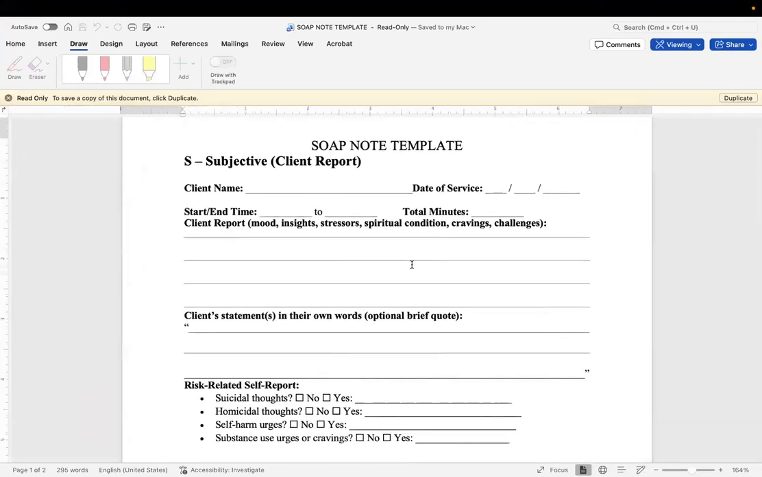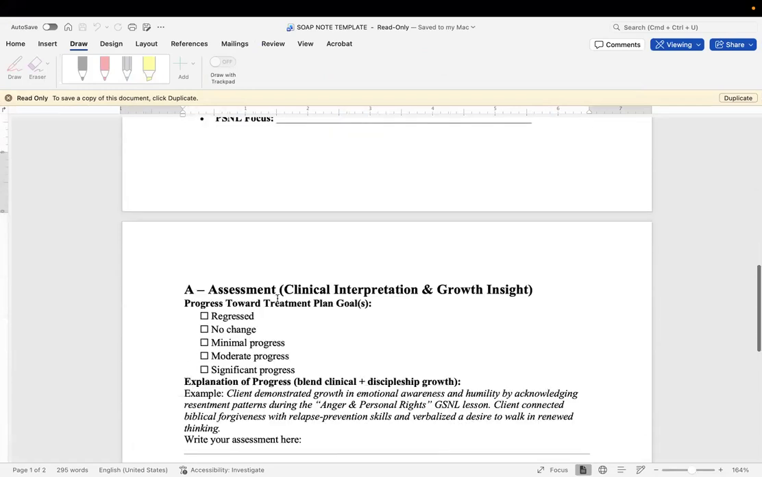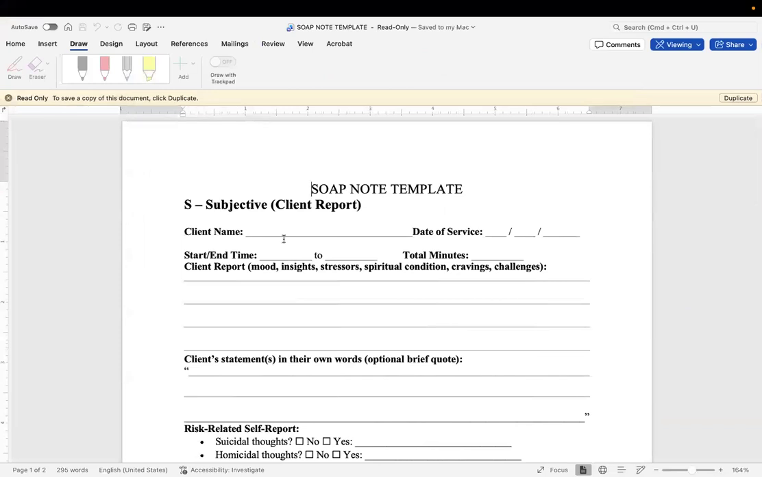So this is the SOAP note template, which the SOAP note is just a subjective, objective, so subjective, objective, the assessment, and then the plan. So every day you'll fill this out on a client.